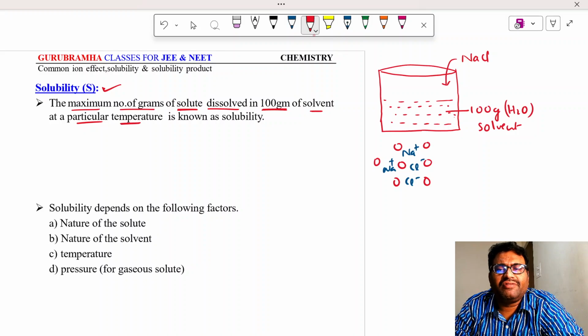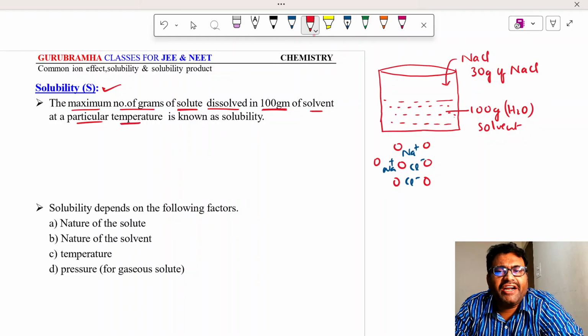For example, in 100 grams of water, something like 30 grams of NaCl can be maximum dissolved. If I add some extra 5 grams, that means if I add 35 grams, 5 grams of that salt will not be dissolved, because the maximum amount of the salt that can be dissolved in 100 grams of water is only 30.